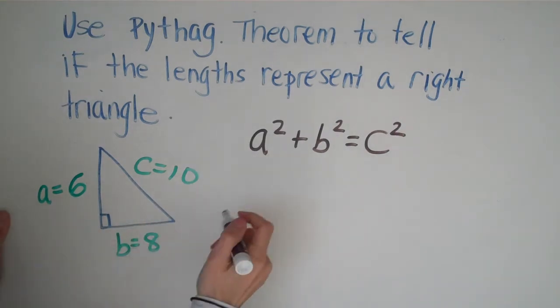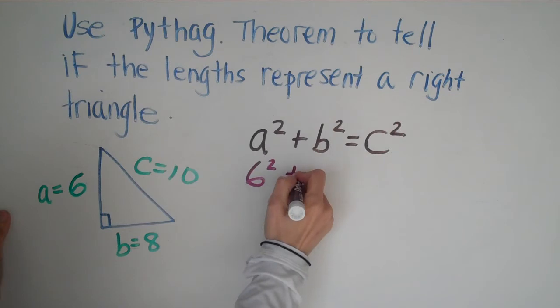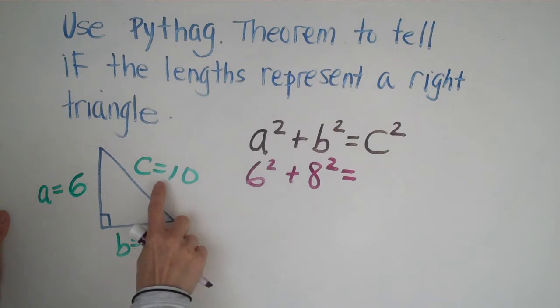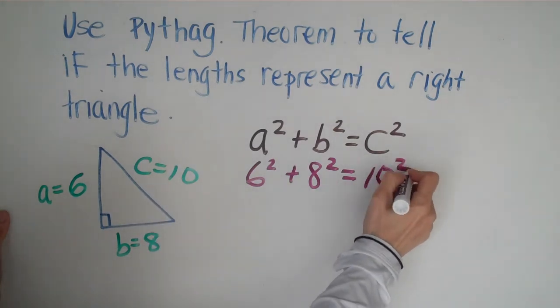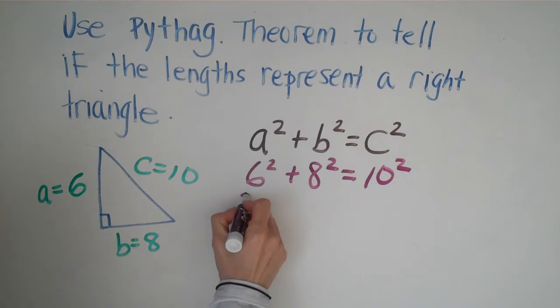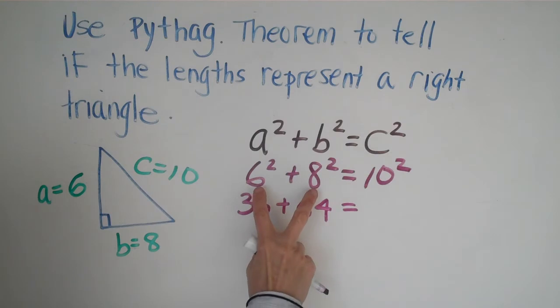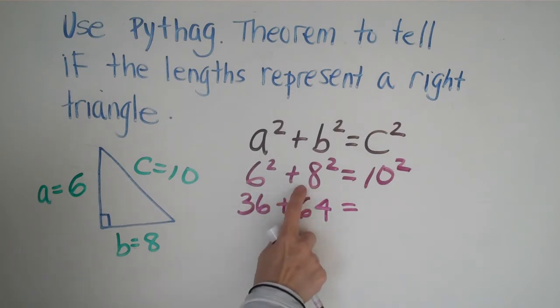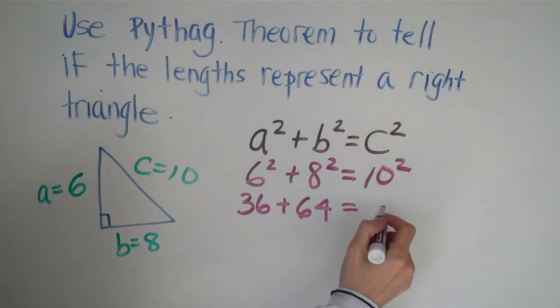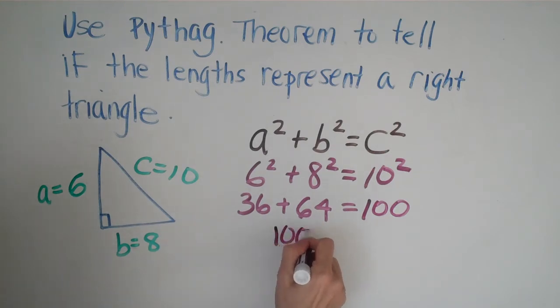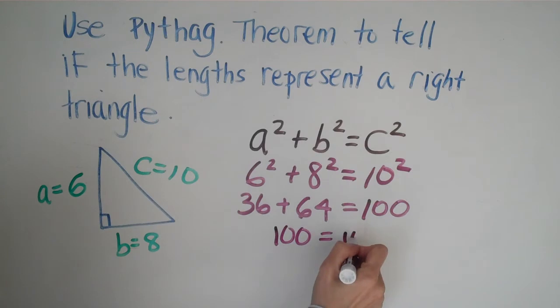The A we said is 6, so 6 squared, plus B, which is 8 squared, equals 10 squared. Now we're going to see if that's correct or not. 6 squared is 36 plus 64, because we're just squaring them: 6 times 6 is 36, 8 times 8 is 64, 10 times 10 is 100. Let's double check: 36 plus 64, if I add those two together, I do get 100. And 100 equals 100. So yes, this is definitely a right triangle.